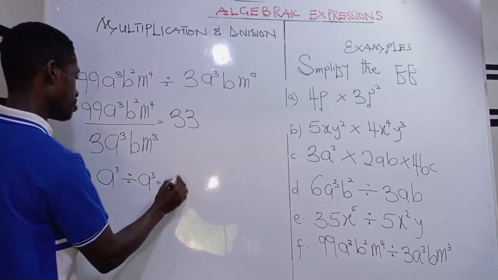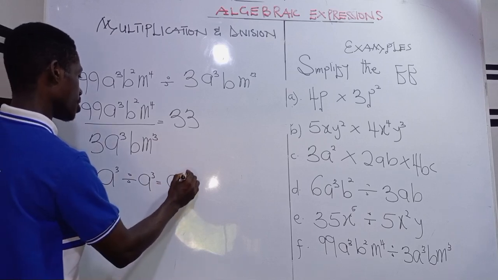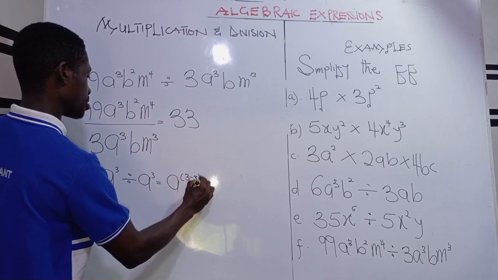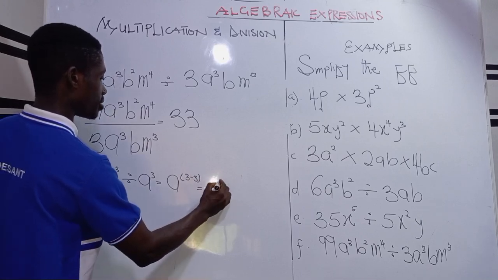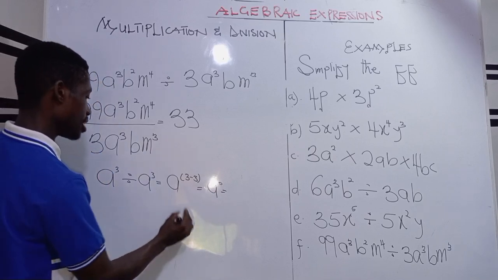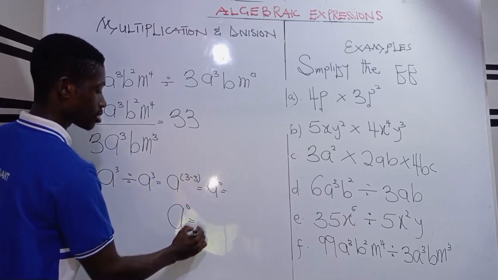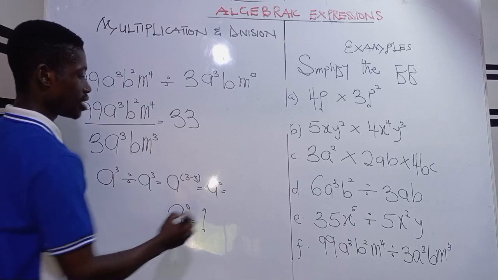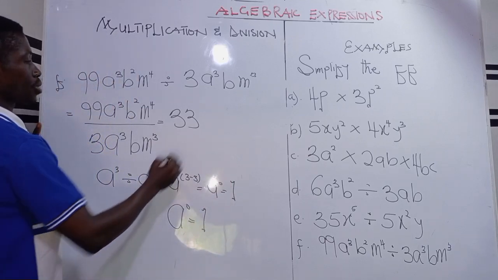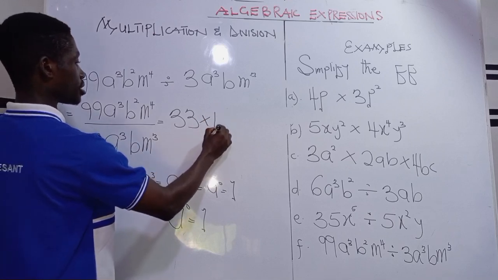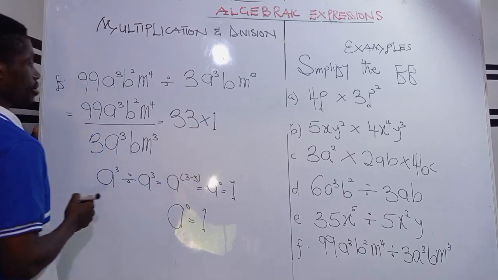Indices, the bases are the same. We pick one of the base, we subtract their exponents. So we are going to get a power 3 minus 3 give us 0. In indices, any number raised to the power 0 is what? 1. Very, very good. So a power 0 is what? 1. So we have times 1. Let me write it.